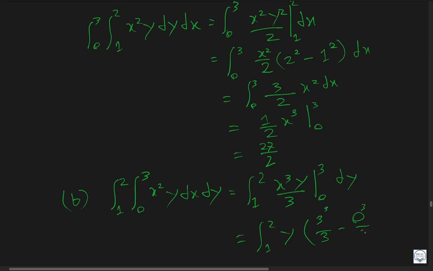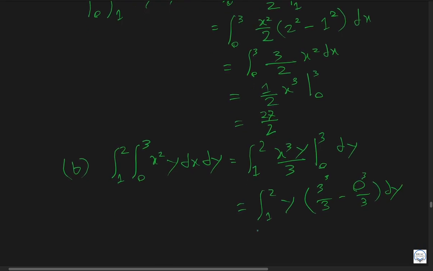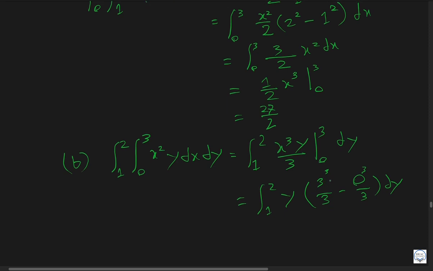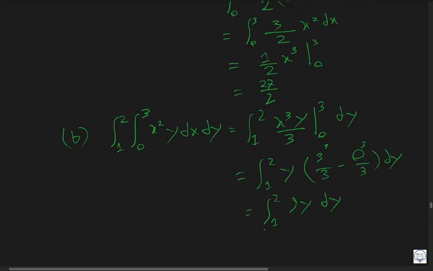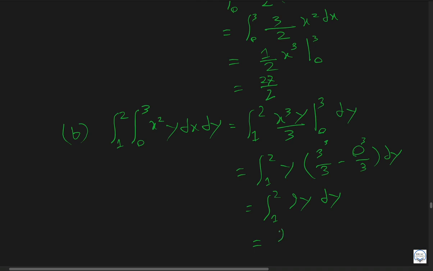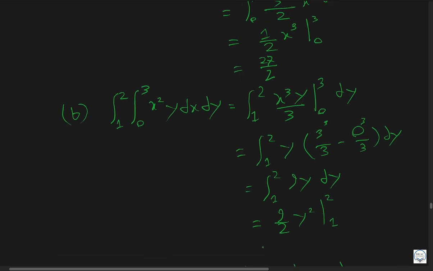X cubed, so we put 3 cubed by 3 minus 0 cubed by 3. This is just 0. So you got, this is 3 squared, so you got 9y dy. This means that this is just 9 by 2 y squared.